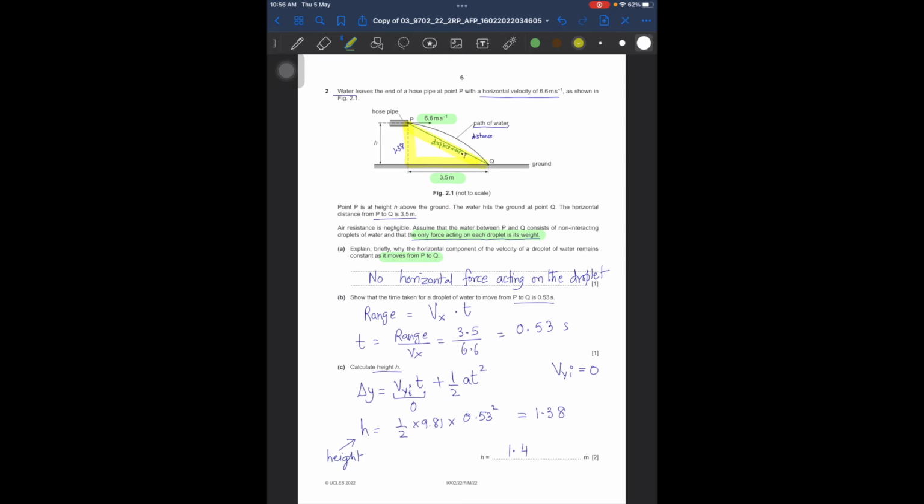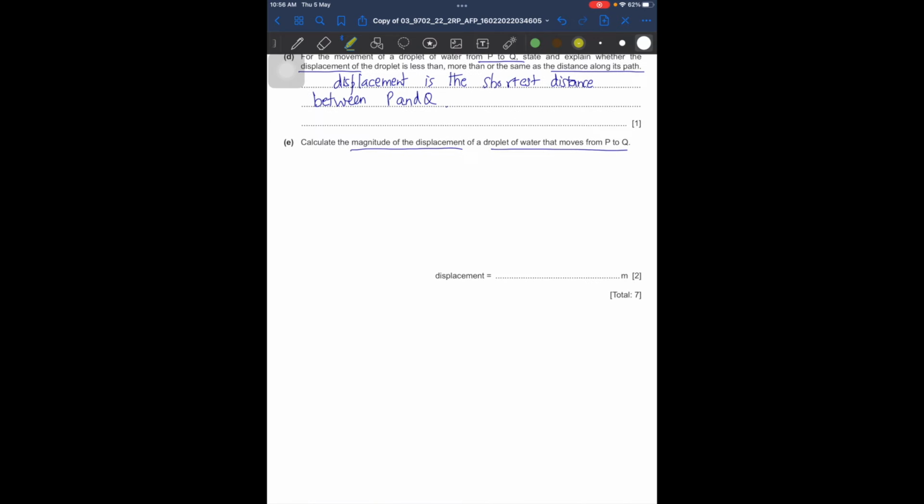So let's do that. Displacement squared is equal to 1.38 squared plus 3.5 squared. So PQ squared is equal to 1.38 squared plus 3.5 squared. Don't forget to take the square root. So PQ will be equal to the square root of 1.38 squared plus 3.5 squared. And we can get this answer as 3.76. Round it off to 2 SF, 3.8.